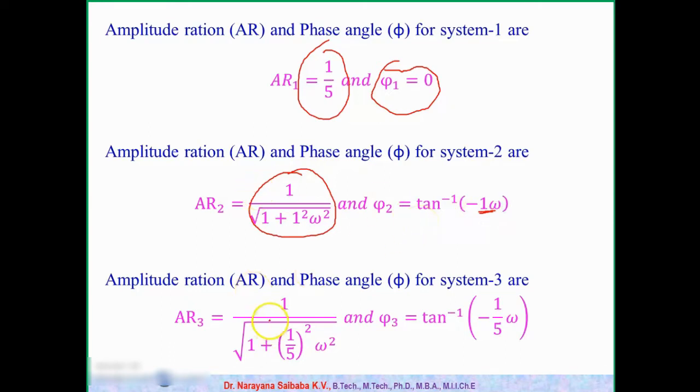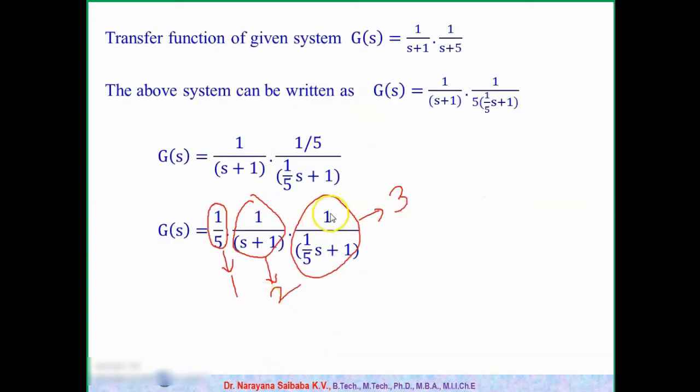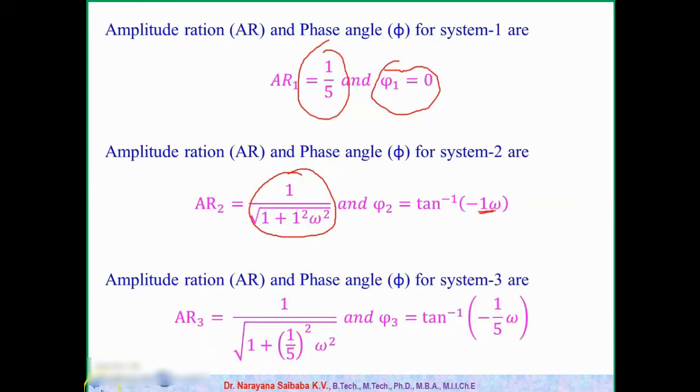Now come to the third one. The third system is also a first order system. See here, again it is in the form of tau s plus 1, but the tau value here is equivalent to 1 by 5. That is the only difference. So AR value will become 1 by root over 1 plus tau square omega square, where the tau value is 1 by 5, so the whole square we have to calculate. And phi equals tan inverse of minus tau omega, with tau value 1 by 5, into omega.